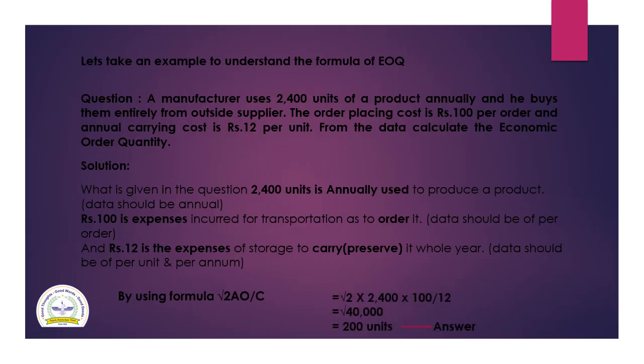Calculating through the formula, we get root of 2 multiplied by 2400 units yearly multiplied by 100 cost per order divided by 12 cost for carrying and preserving the material per unit per annum. So we get root 40,000 and the ultimate answer will be 200 units. Hence, the storekeeper needs to order 200 units at a time in order to minimize cost and make optimum use of raw material.